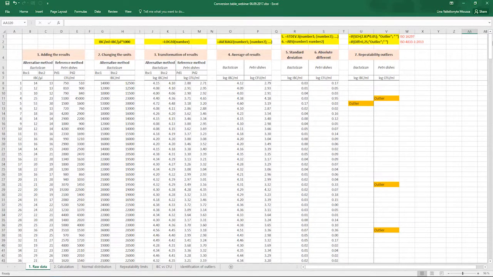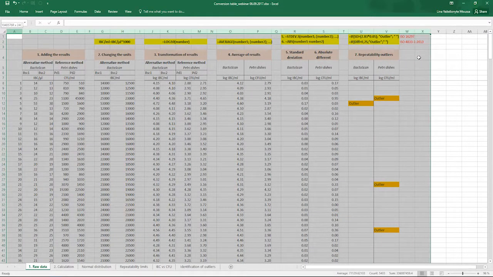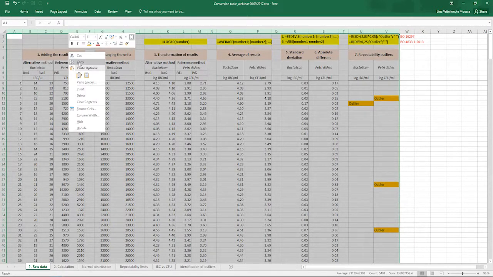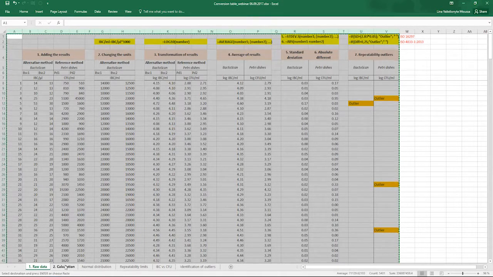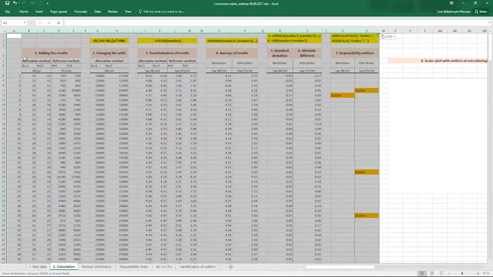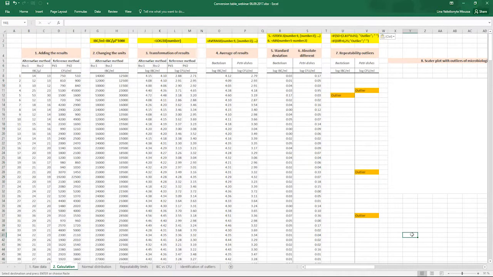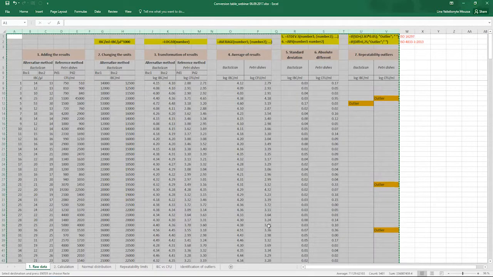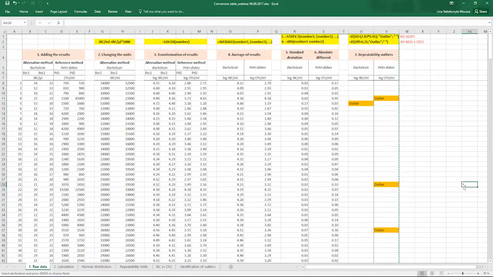In order to proceed with calculations, I would recommend to mark all these calculated data and copy. Go to the next Excel sheet. I named it calculation and paste. Now we have the same data here, but in the raw data sheet we have all data. We will not delete anything from there, so you can go back and see which data you had previously.